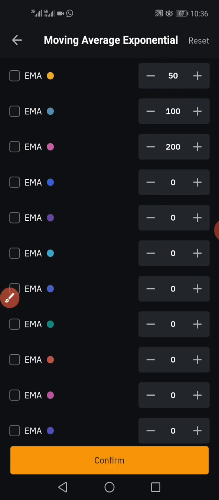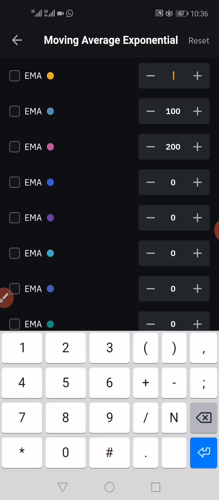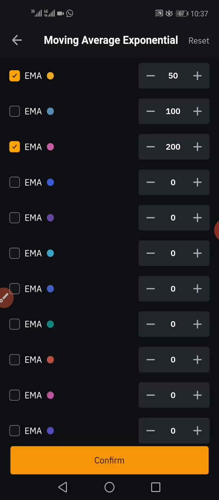So I'm looking to use two moving averages. One, I'm going to use the 50 moving average. You can tap here to set your own. So 50, which is the yellow, I'll enable it. And I'm also going to put in the 200 exponential moving average. That is the purple here. I will click on the dot here to enable it, then I'll click on confirm.